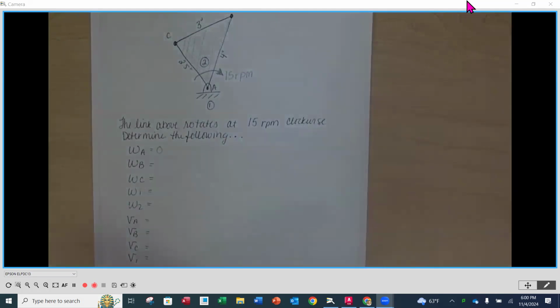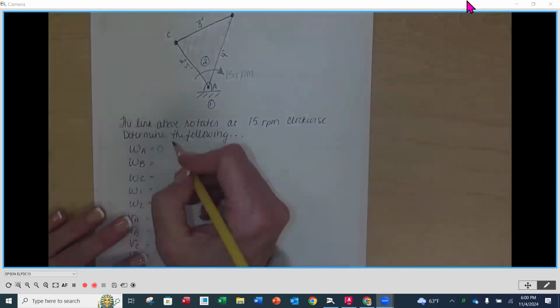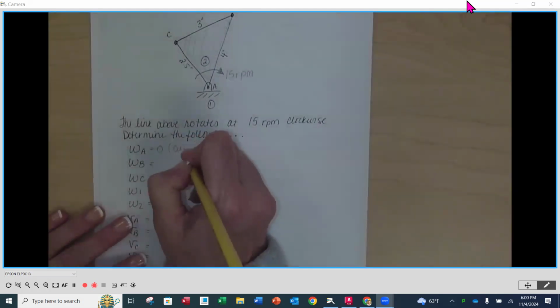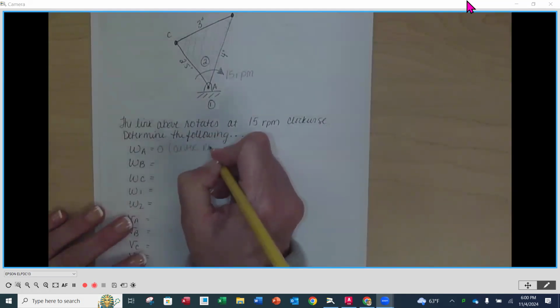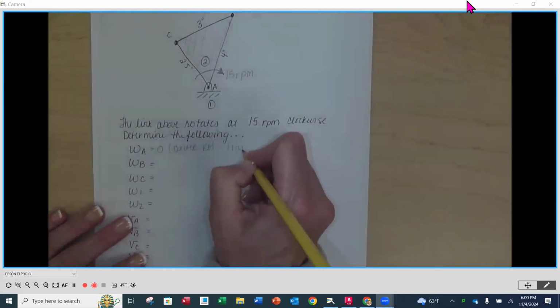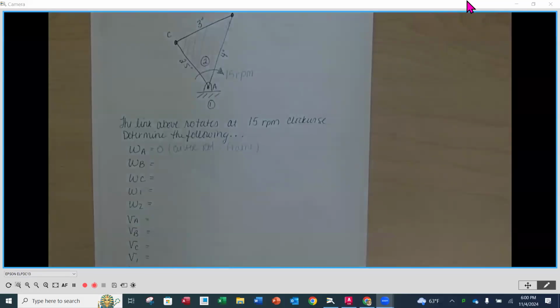Either one, because it's the center of rotation and it's affixed to the frame, so it's not moving. You would get a zero in the denominator because it would be a division by zero radius, right?